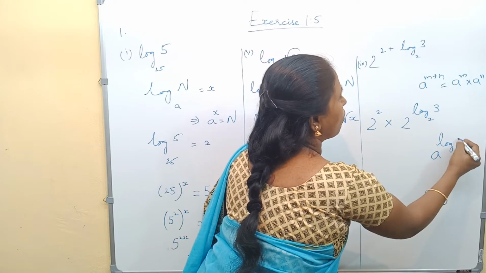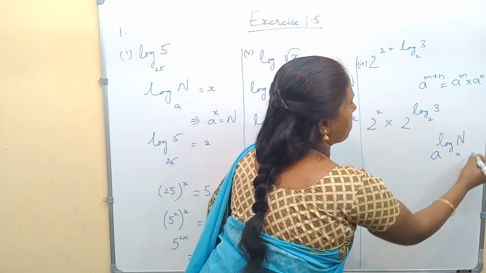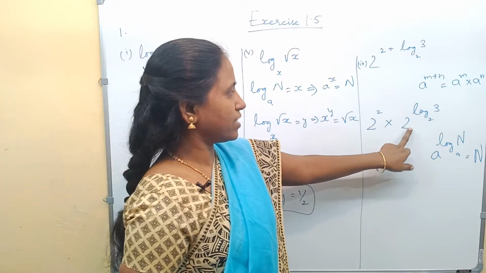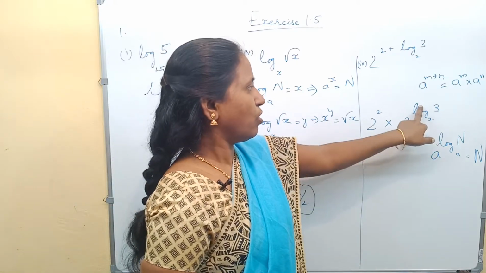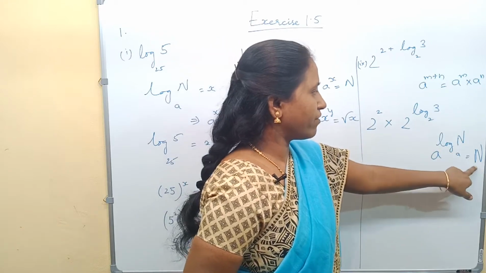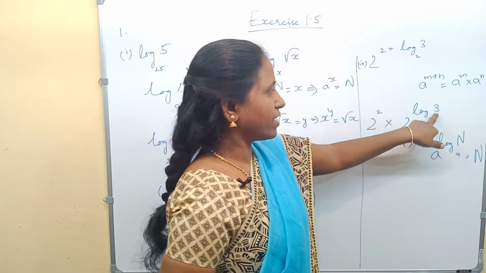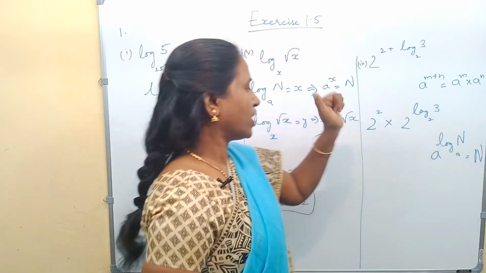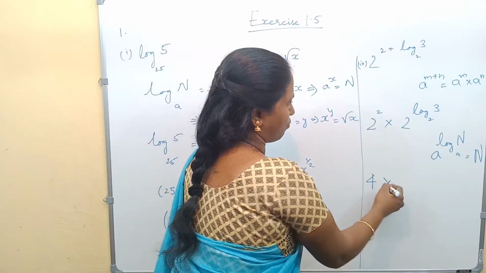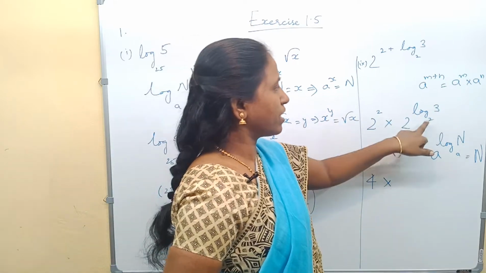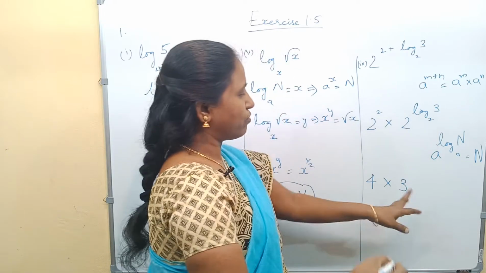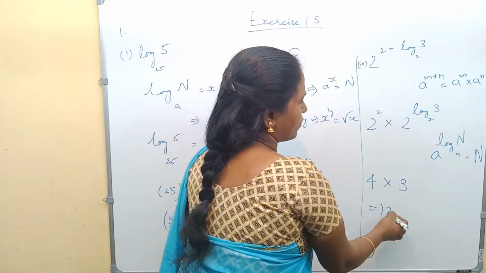A power log n base a is nothing but n. Okay, so here we see this a is 2, log again base 2, this 3. So what will be our value? N. What is our n? 3. Okay, let's go with this. 2 square is nothing but 4, and 2 power log 3 base 2 according to this formula is 3. So 4 3s are 12.